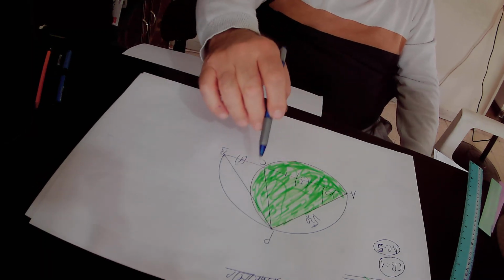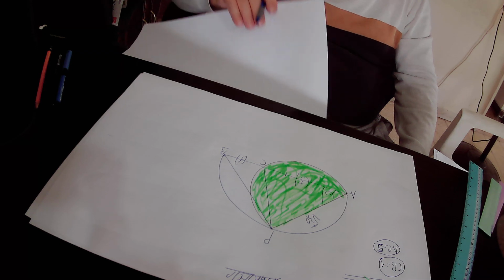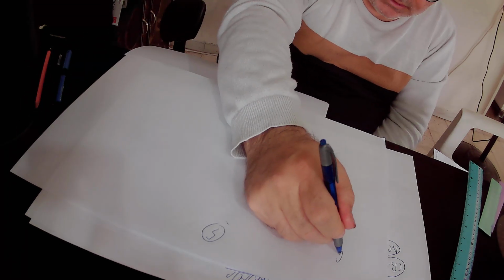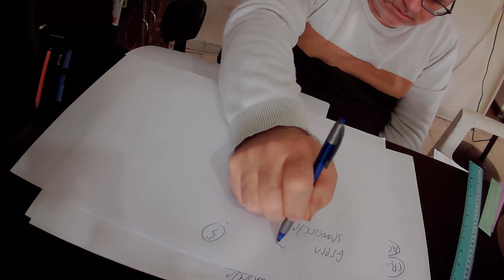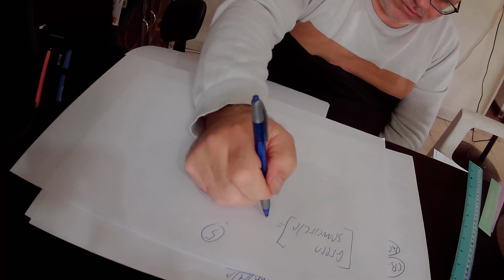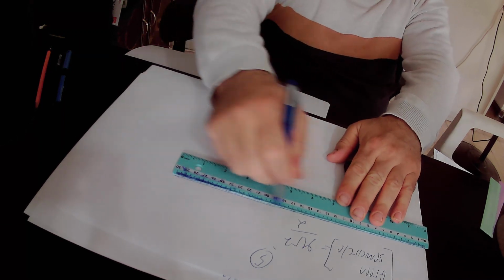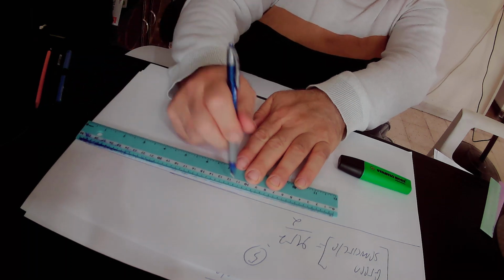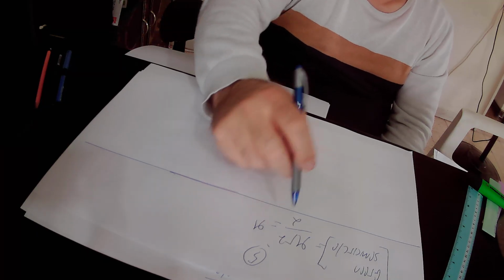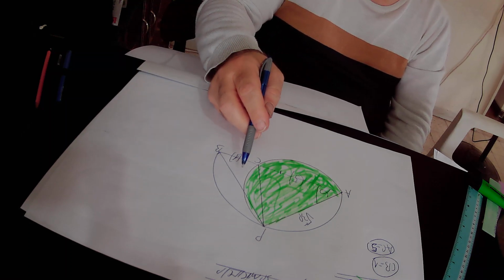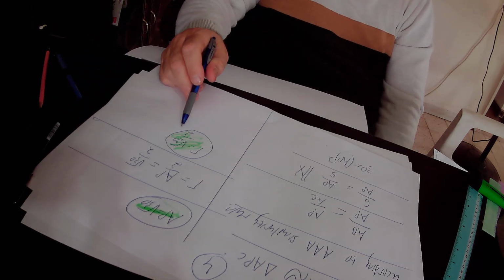Our mission is to find the area of this green semicircle. The area of this green semicircle equals pi r squared over 2. So I write it down. The area of the green semicircle equals pi r squared over 2. So the area of the green semicircle equals pi, where the radius R of this green semicircle equals the square root of 30 over 2.